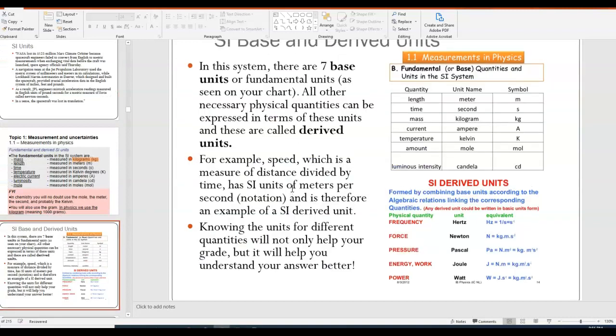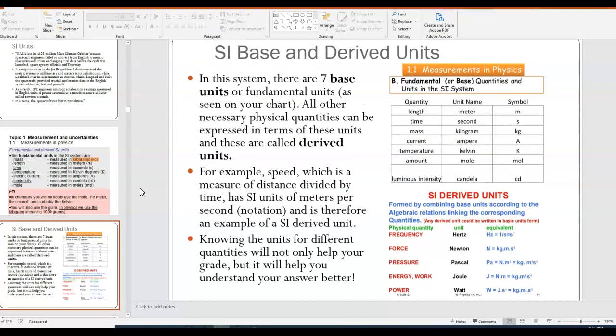Okay, so those are the 7 base units, or the 7 fundamental units. Everything that can be measured, and I said this before, is either measured in one of those units or in some combination of those units. Okay, now if you're talking about a physical quantity that's measured in combination of those units, that is what is called a derived unit. Here's an example.